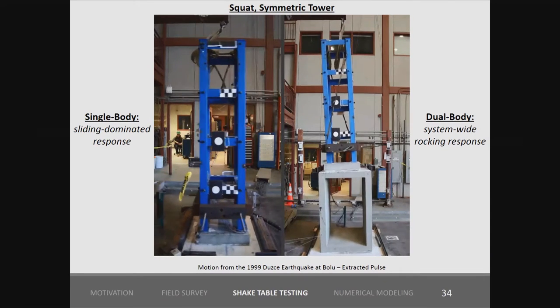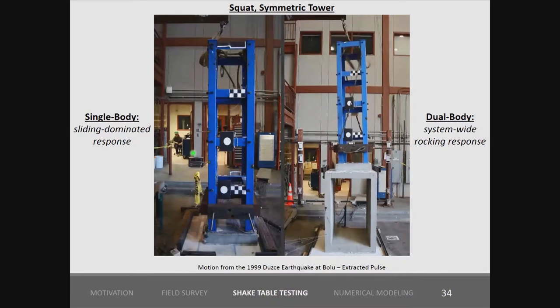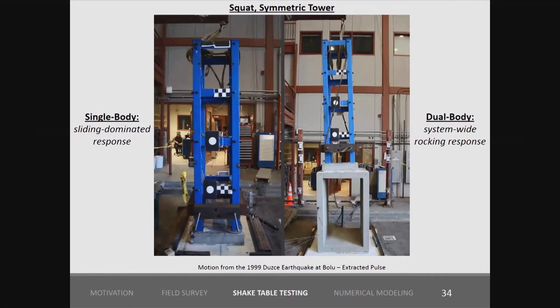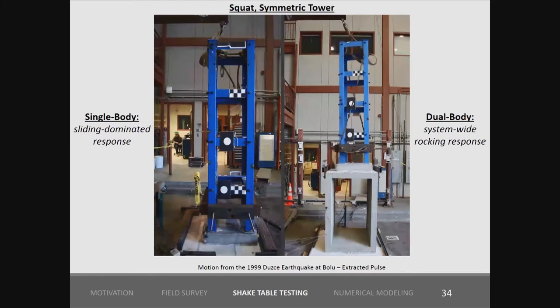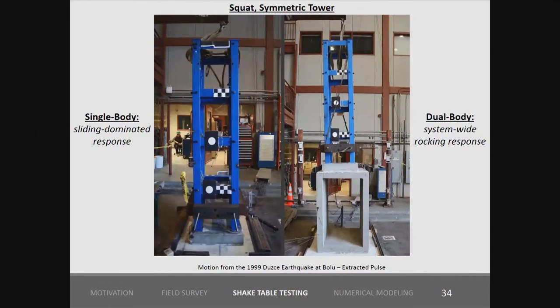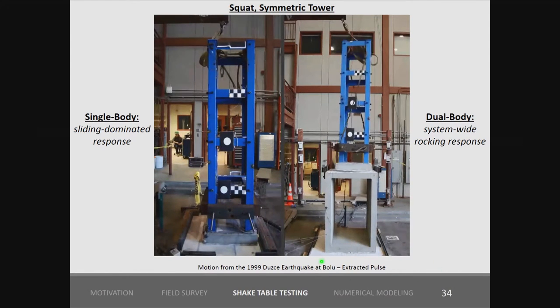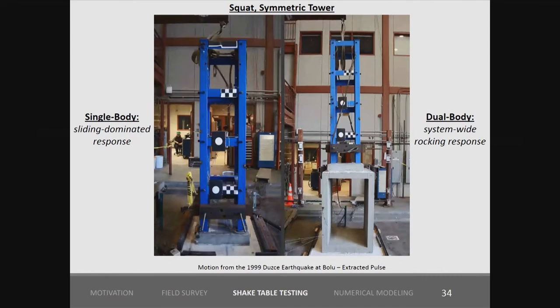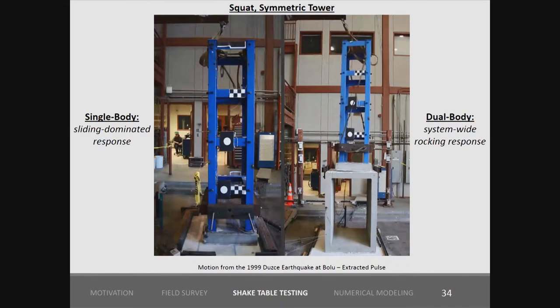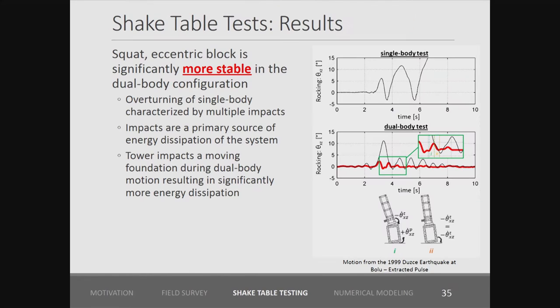and the result that can have on the dynamic response of the tower on top, which can now be seen in video form, where the left-hand side takes the response of this sliding-dominated single body and compares it on the right-hand side to the rocking-dominated motion of this tower on top of the pedestal, where I'll draw your attention to the interface of the pedestal, where this includes a very mild rotation at the base of this pedestal and a subsequently significant free-rocking motion of the tower itself.